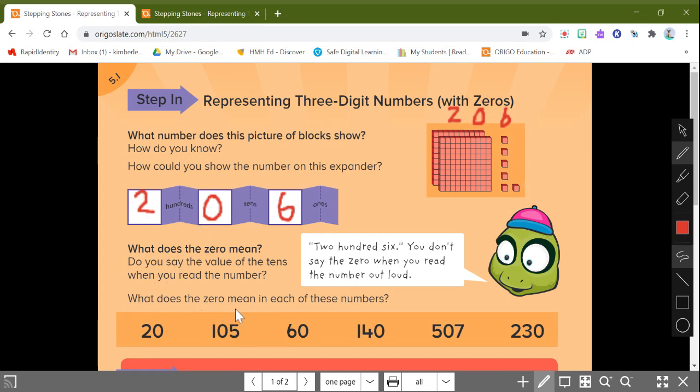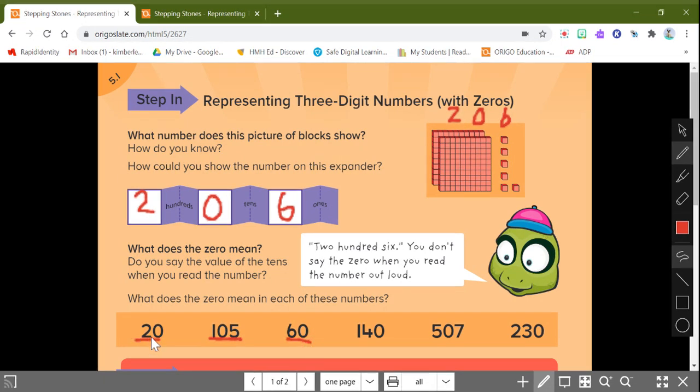Okay, what does the 0 mean in each of these numbers? Well, in this number, the 0 is in the ones place, but we don't say 2-ty-0, we say 20. In this number, the 0 is in the tens place, but we don't say one-hundred-0-five, we just say 105. Let's look at the next one.